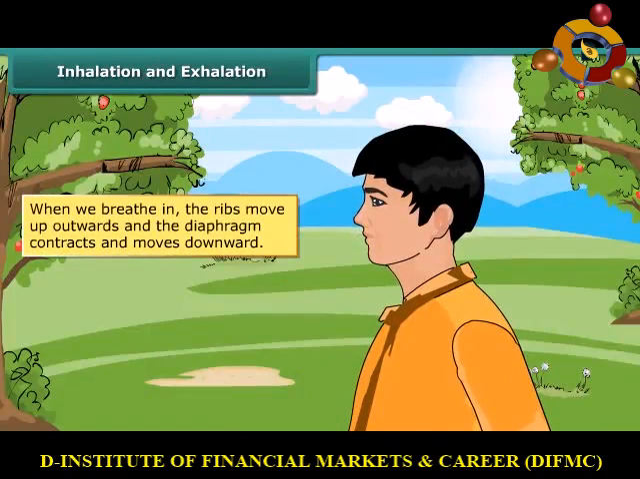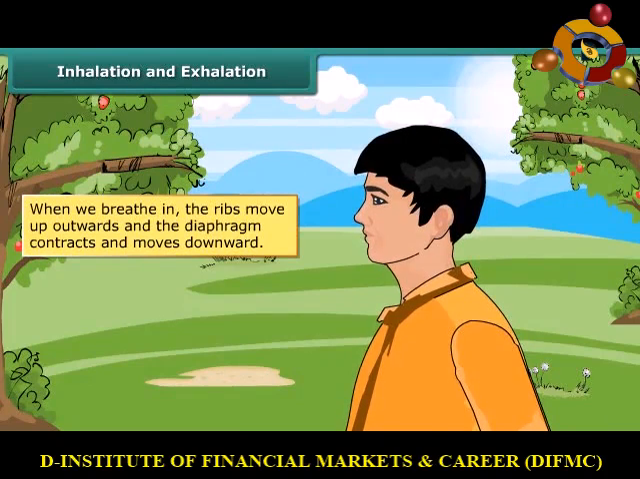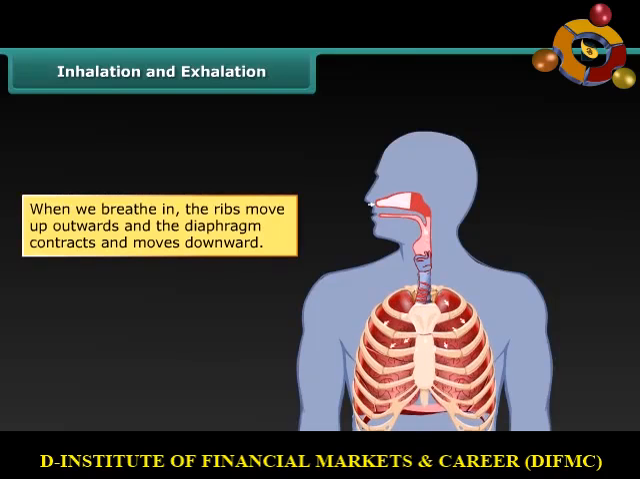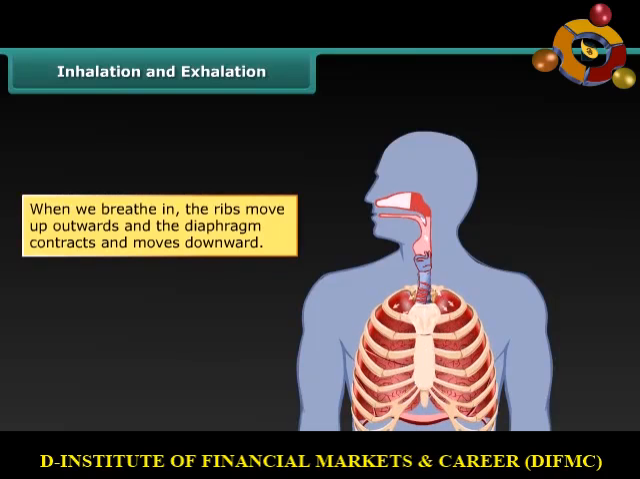When we breathe in or inhale, ribs move up outwards and our diaphragm contracts and moves downward. This increases the space in our chest cavity into which our lungs expand. As our lungs expand, air is sucked in through our nose or mouth. The air travels down the trachea into our lungs.